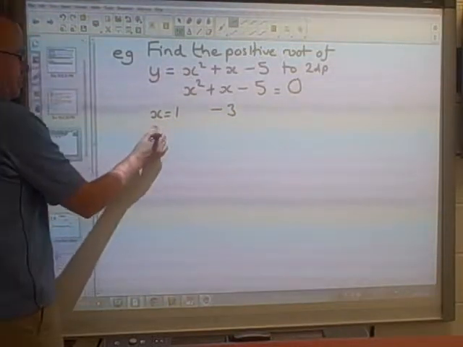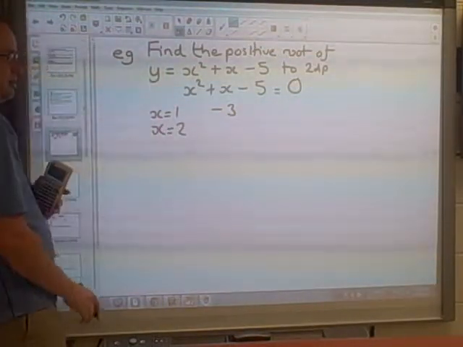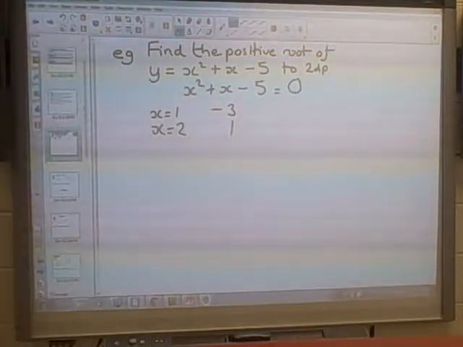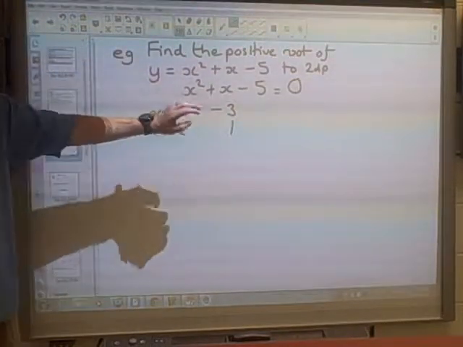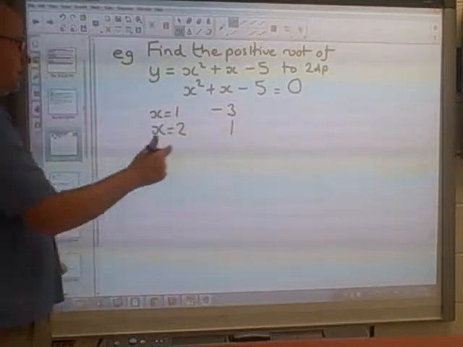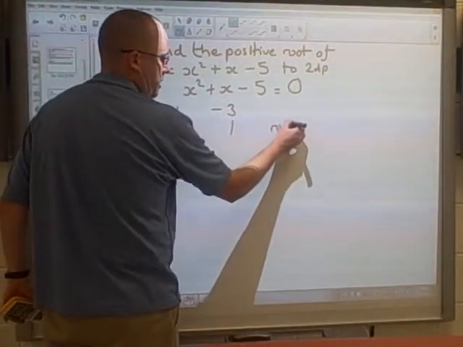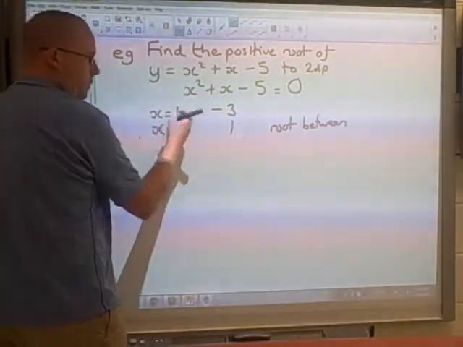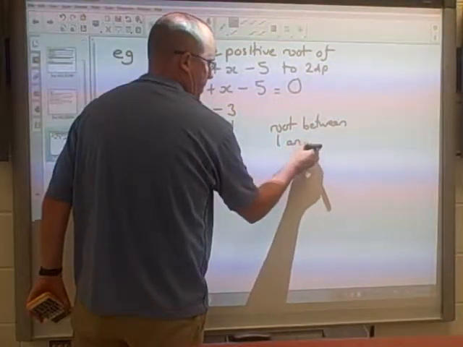I'll try another whole number. Let me try 2 just to see what happens for this. And if I plug 2 into here, I get 1. Now straight away I can see that there's a sign change here, because this one's negative and this one's positive. So straight away I know that there is a root between those two numbers. So in other words, a root between 1 and 2.